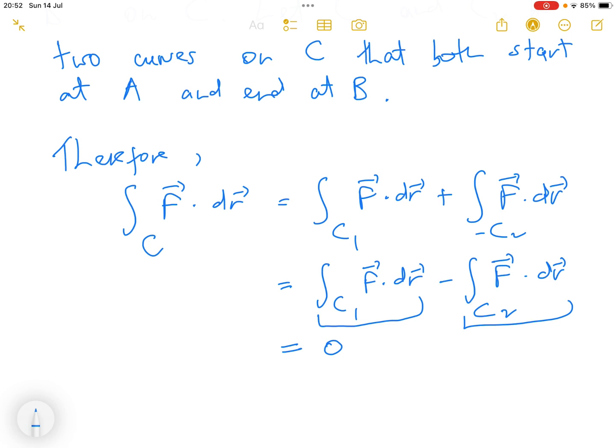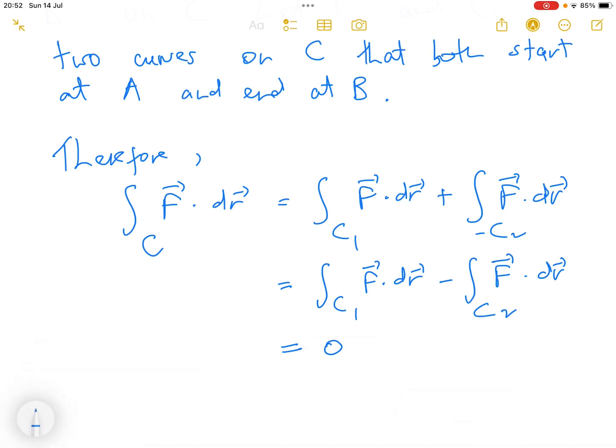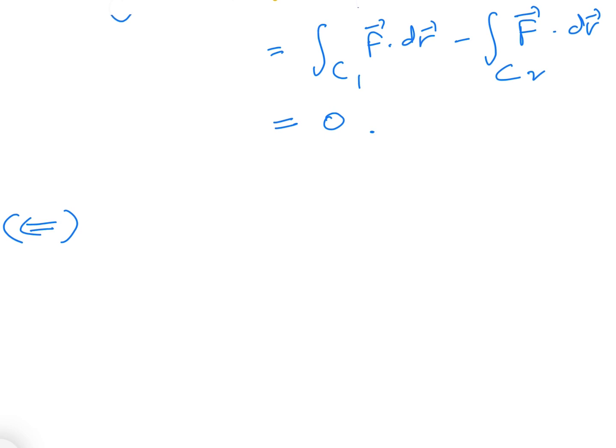So because these two curves C1 and C2 start at the same point and end at the same point, these two line integrals are equal to each other. So that's why we get 0 here, because we're subtracting two line integrals that are equal. So that leaves us with 0. Okay, so this of course proves the forward implication of the theorem. Now let's look at the reverse implication of the proof.